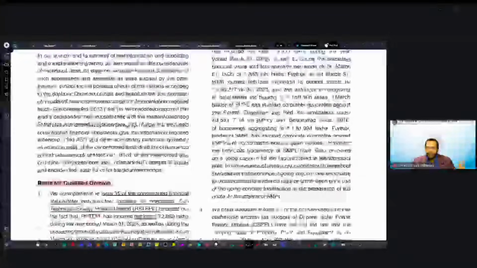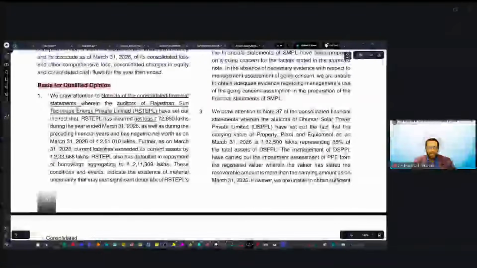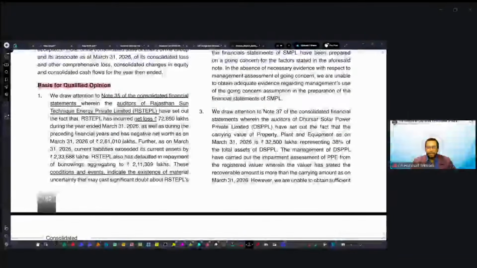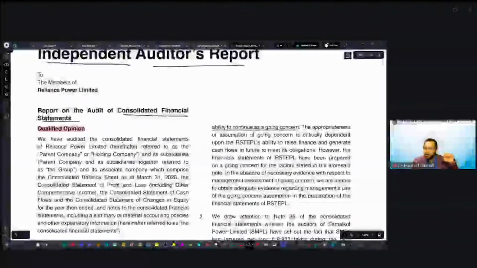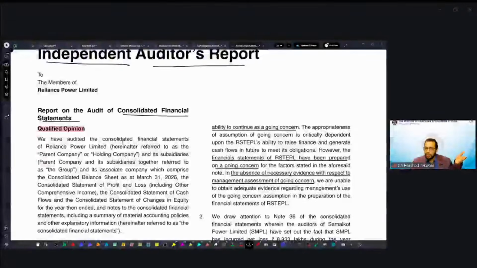So the subsidiary auditor has a doubt on the going concern. There were conditions and events indicating the existence of a material uncertainty that may cast significant doubt about that subsidiary's ability to continue as a going concern. However, the financial statements of the subsidiary were prepared on a going concern basis. In the absence of the necessary evidence with respect to management's assessment of going concern, they were not able to get adequate evidence regarding management's use of the going concern assumption.